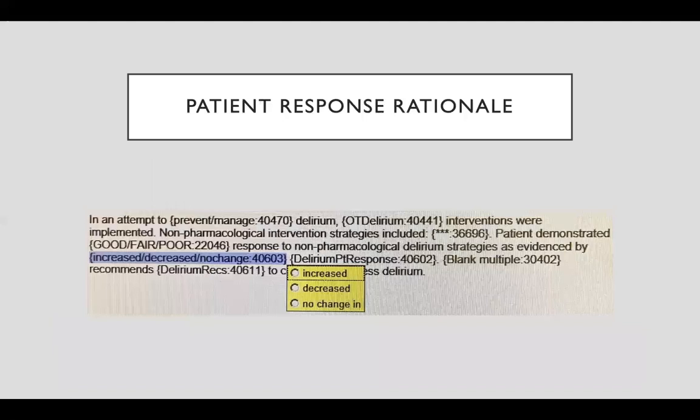Okay, and this is the patient response rationale. So here you're just rationalizing your previous statement. And this choice made more sense when we move on to the next slide, but you're just kind of saying like they demonstrated good, fair, or poor response to non-pharmacological delirium strategies as evidenced by what? Was something increased, was something decreased, or was there no change in? And again, like I said, it'll make more sense when we move on to the next slide.